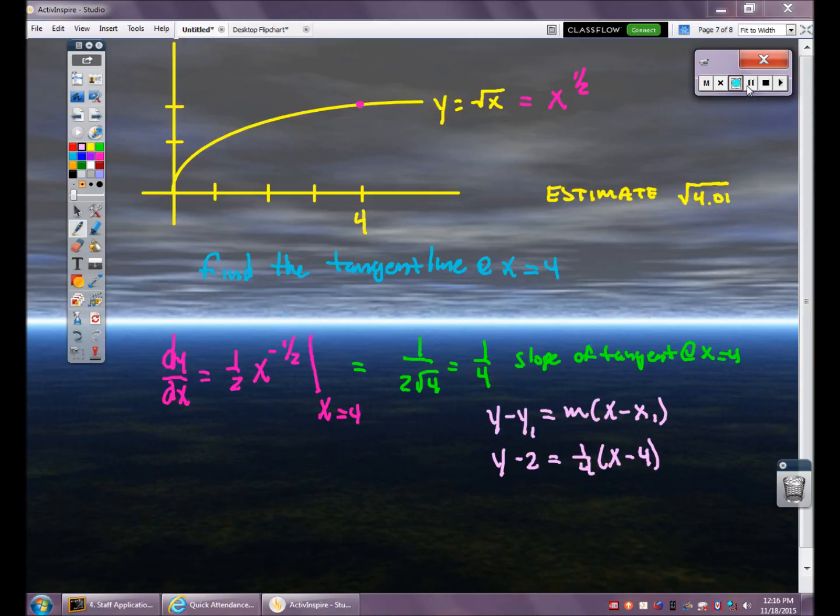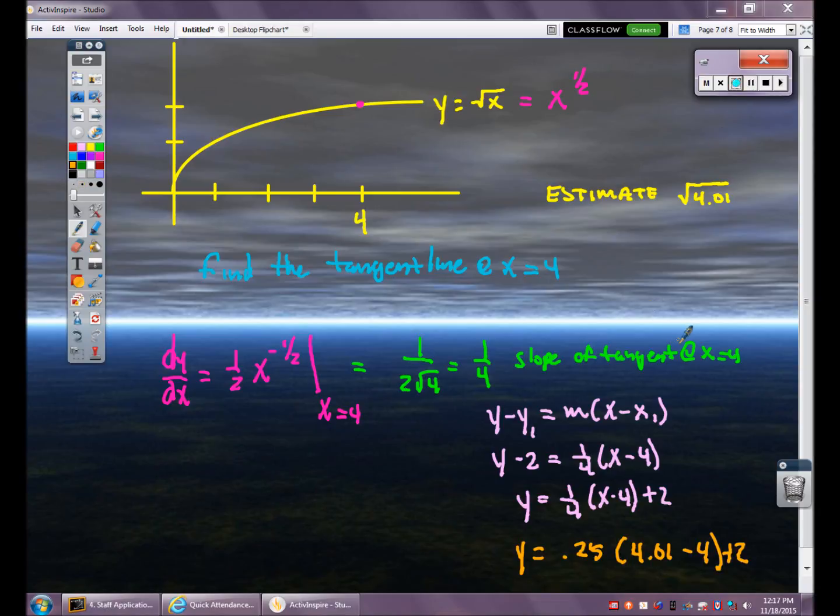I'm going to clean this up, getting y equals 1/4(x minus 4) plus 2. All I did was add 2 to both sides. And now I'm going to use this equation to estimate the square root of 4.01.